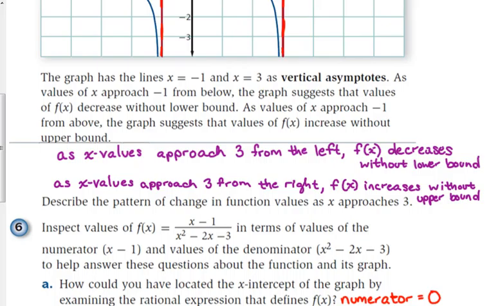Okay? What about the two vertical asymptotes? We know that they're at negative 1 and positive 3. Where could that have come from? Anybody see where that came from?